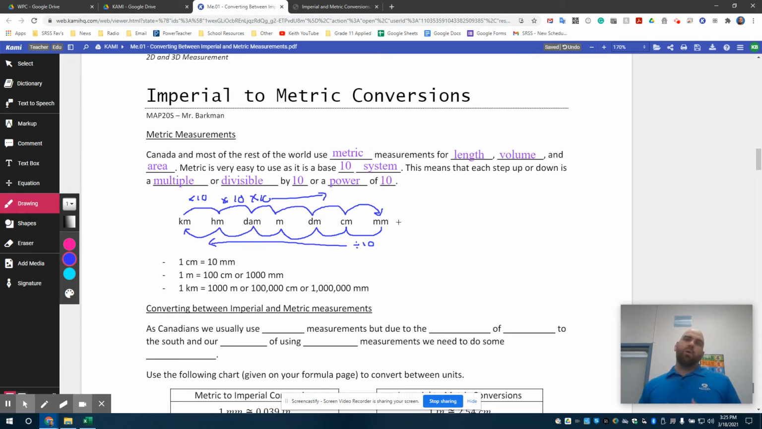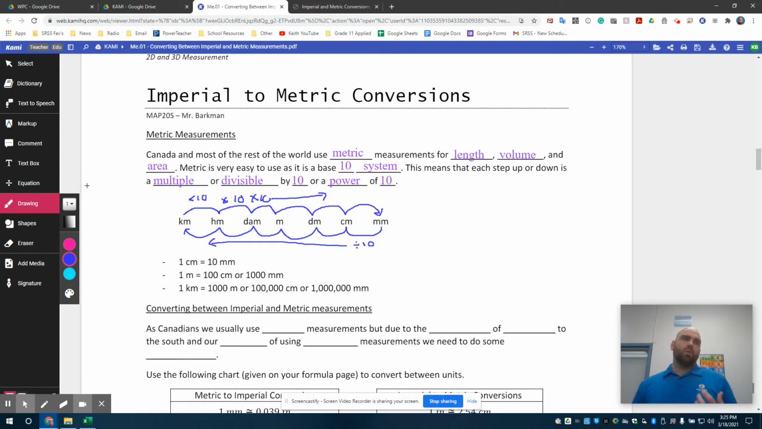If we want to go multiple steps, so let's say we want to go from centimeters to meters, we would divide by 10 times 10, which is 100. So we would divide by 100. If we want to go the opposite way, we would multiply by 100. We can go from kilometers to meters, or millimeters, we need to multiply by 1,000,000 or divide by 1,000,000, depending on the way we want to go. Everything is set up in a base 10.